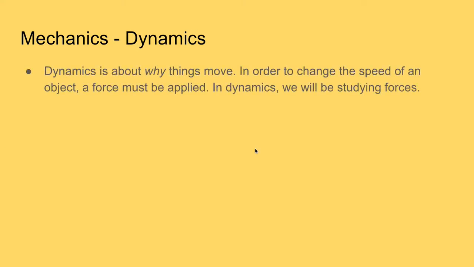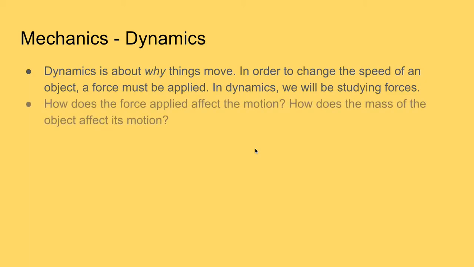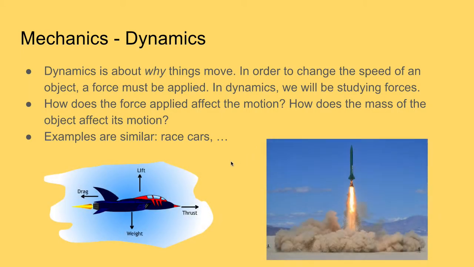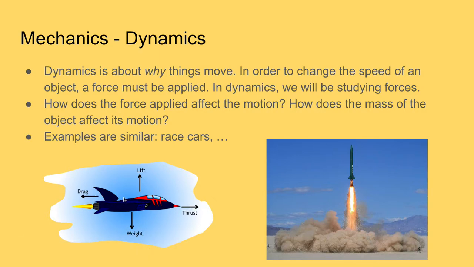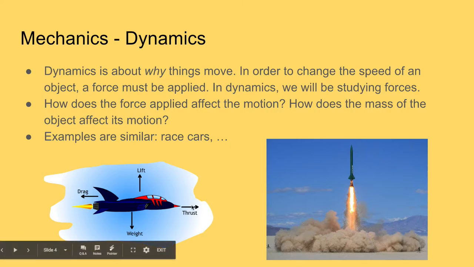Dynamics is also about motion, but it's why they move. In order to change the speed, we have to put a force on it. So we're studying the forces in dynamics. So how does the force affect the motion? How does the mass affect its motion? It's going to be similar examples because it's still motion. So here's a picture of a plane, and it's got some forces. It's got a thrust force, a drag force acting on it. And what's going to happen if the thrust force is increased or if the drag force is increased?